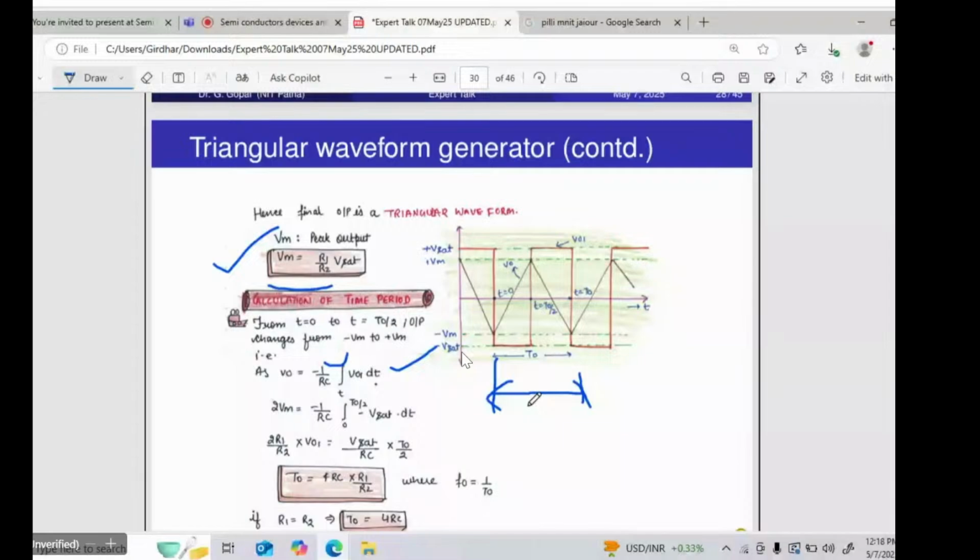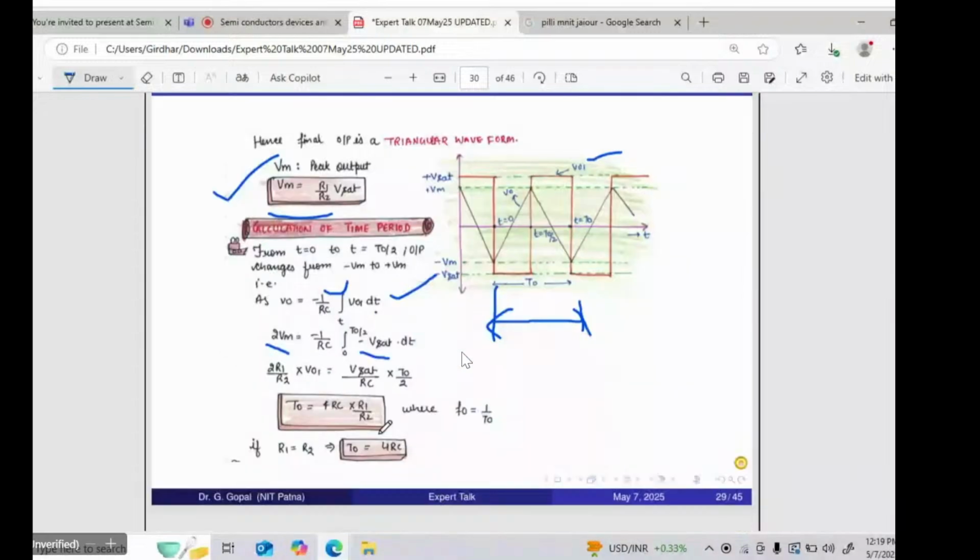So minus 1 upon RC integration from 0 to T by 2. For this half period, it is minus Vm to plus Vm, so it is 2 Vm, integration 0 to T by 2. What is V01 here? V01 will be the output voltage, the output voltage of the Schmitt trigger. So it is either plus V set or minus V set. In this case, when you are taking minus V set, so it is minus V set only. So minus plus, so 2 R1 divided by R2 into V set equals V set divided by RC into T naught by 2. So you can find out this pulse period T naught equal to 4 RC R1 by R2.